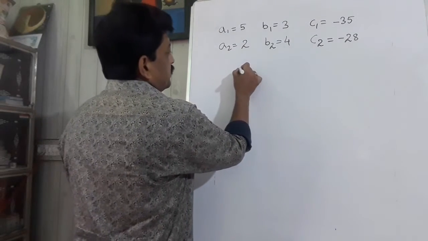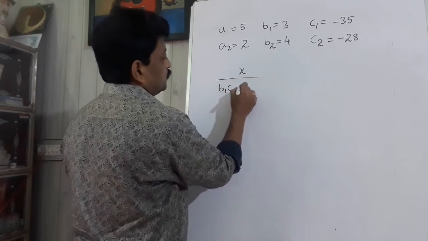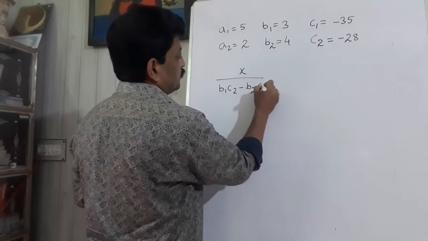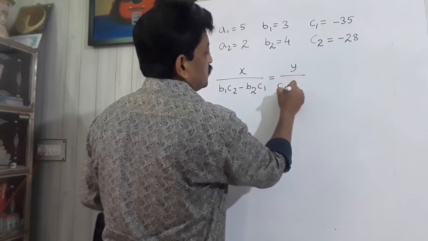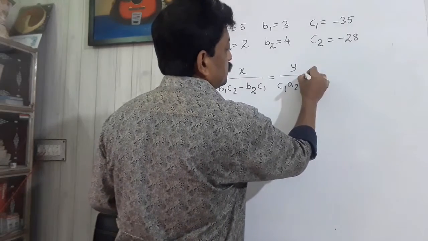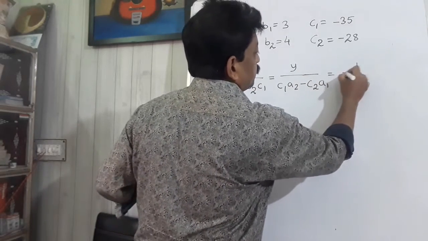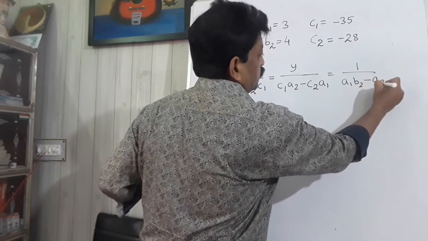So the equation is x upon b1c2 minus b2c1 equals y upon c1a2 minus c2a1 equals 1 upon a1b2 minus a2b1.